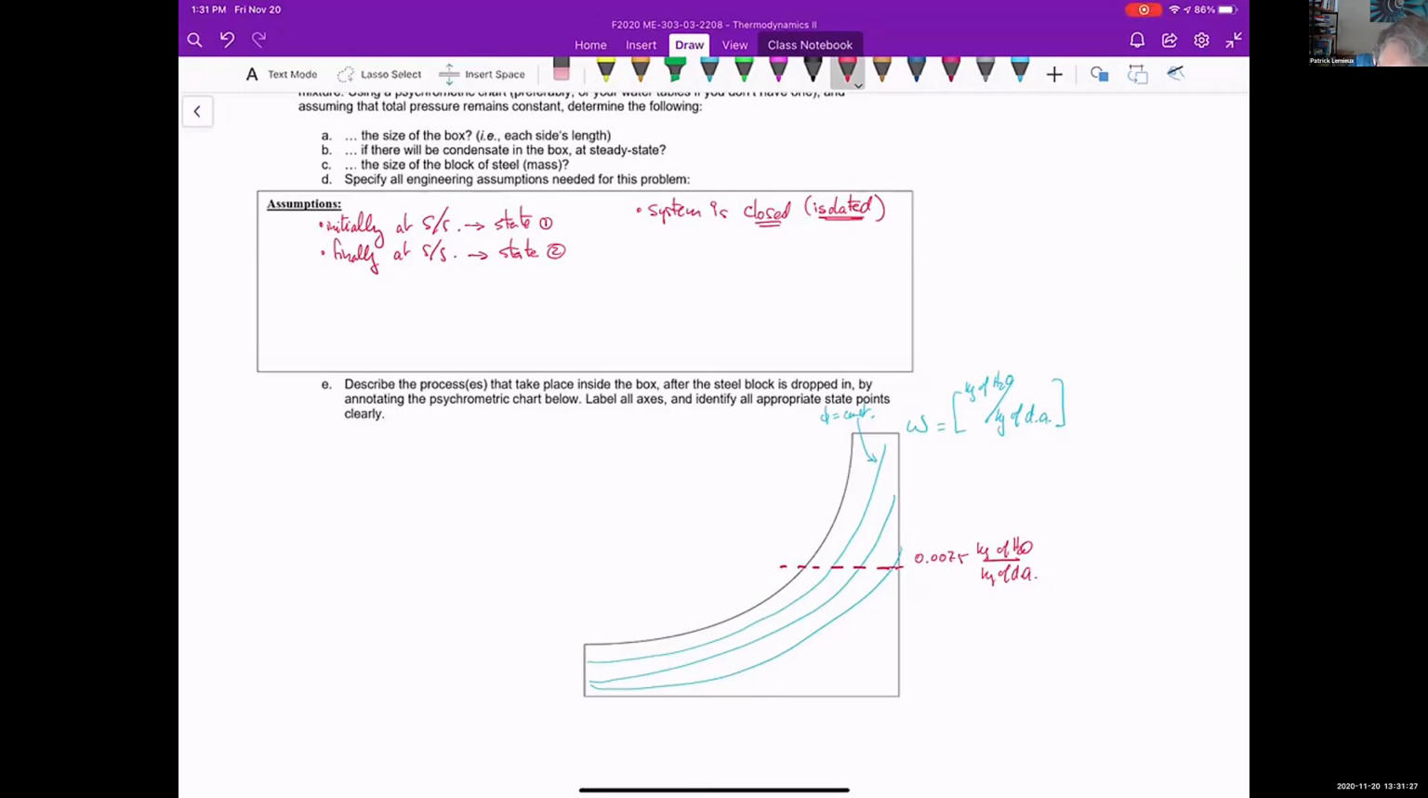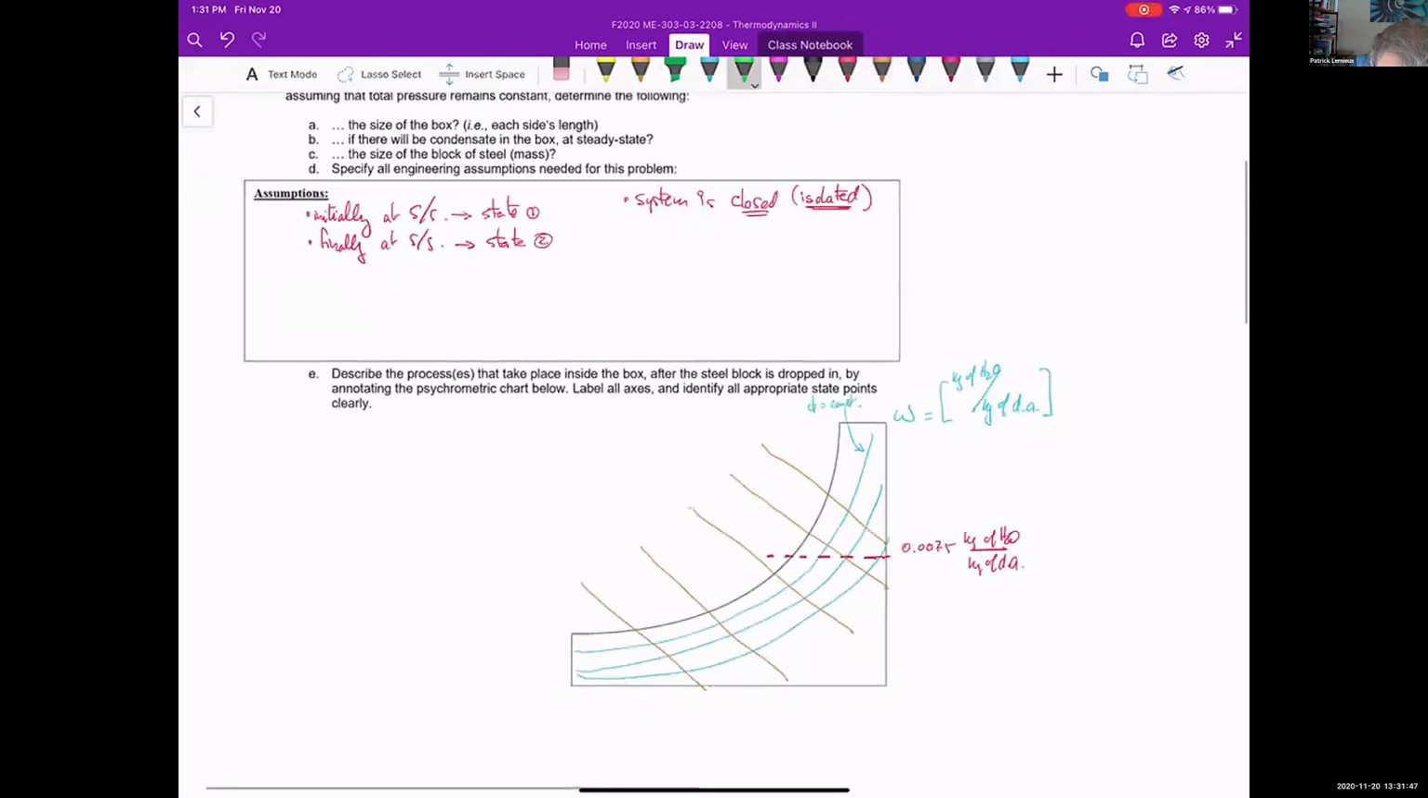I'm also going to have lines that are going to be kind of like this. Those are going to be my constant wet bulb temperature and constant enthalpy curves for different values. If I remember correctly, my psych chart is also going to have steeper curves that are going to go like that. And those are going to be lines of constant specific volumes.